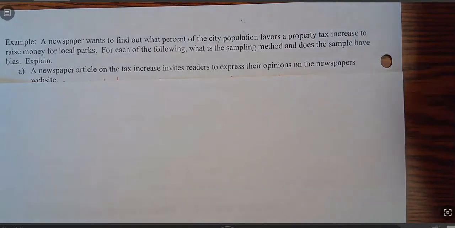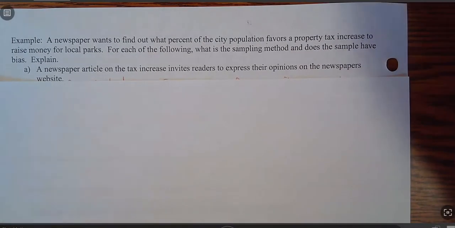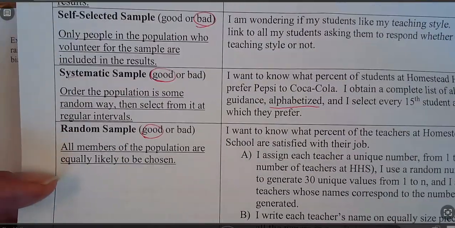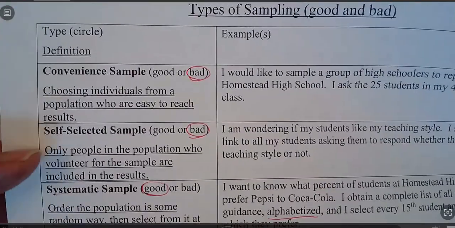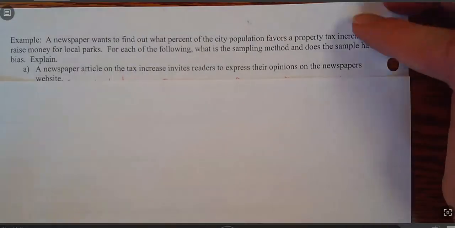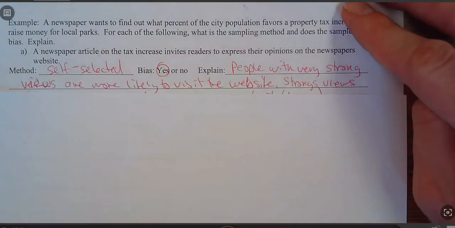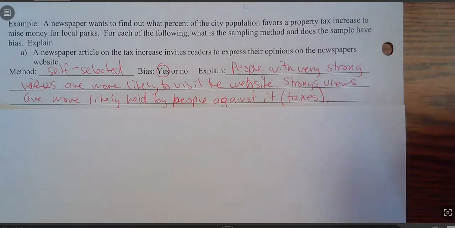Okay, so which one is that? Out of your four, you've got convenience, self-selected, systematic, or random. This one would be self-selected. They decided themselves. Is there bias? Yes, there's going to be bias, because the only people that are going to respond are the ones that have very strong views.